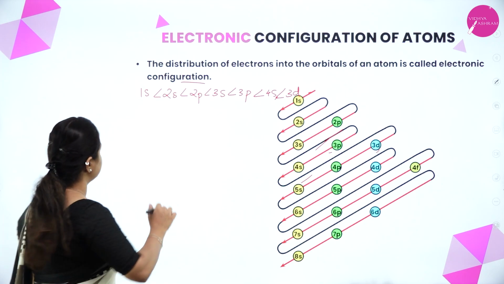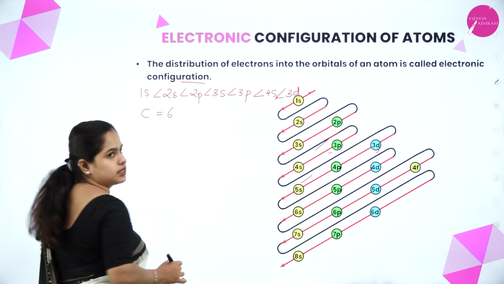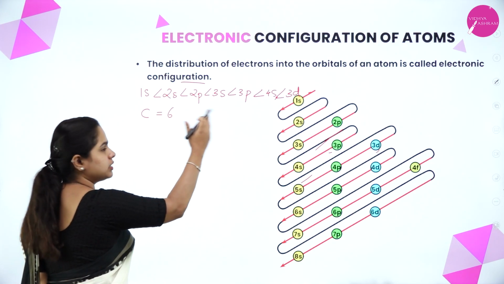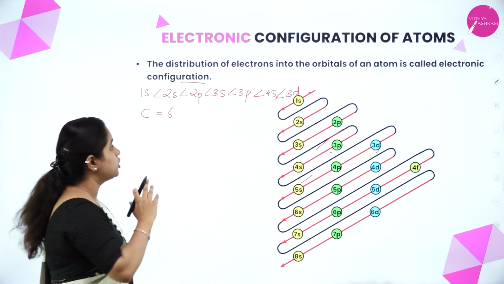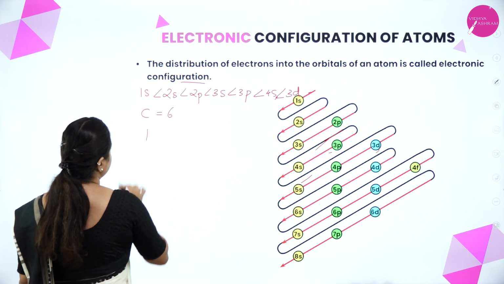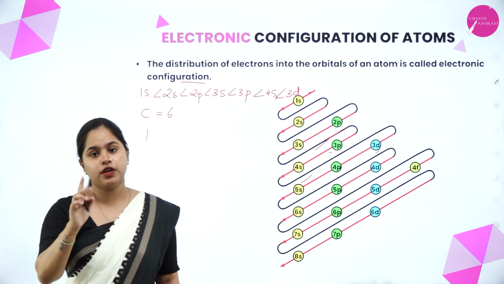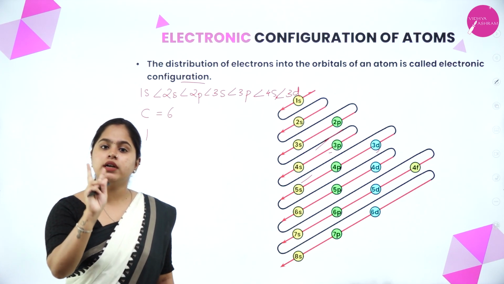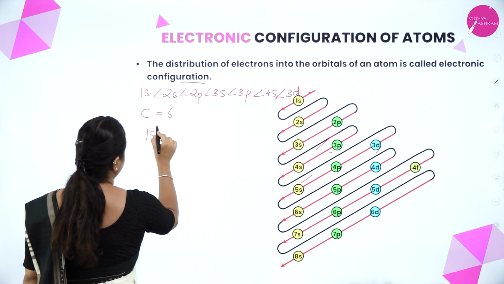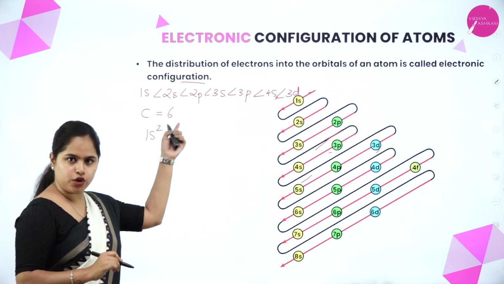So, let's take the example of carbon. We know that the atomic number of carbon is 6, right? So, how are the electrons getting filled? We know that the electrons need to be filled in the increasing order of energy of the orbitals. In the s orbital, how many electrons can be accommodated? In a single orbital, only 2 electrons can be accommodated, right? So, in 1s, there will be 2 electrons, which is written as a superscript on top of this.